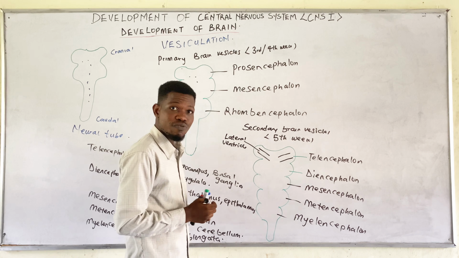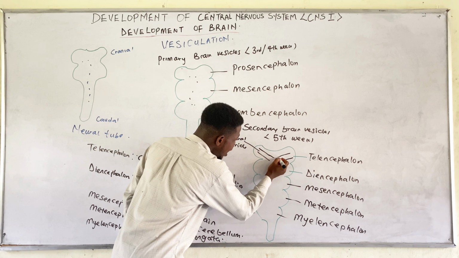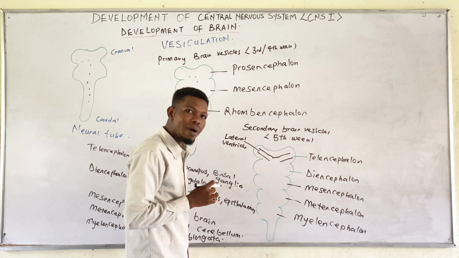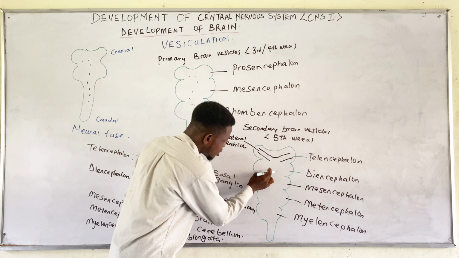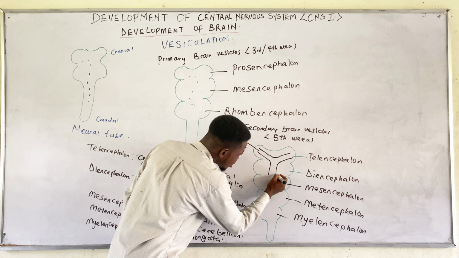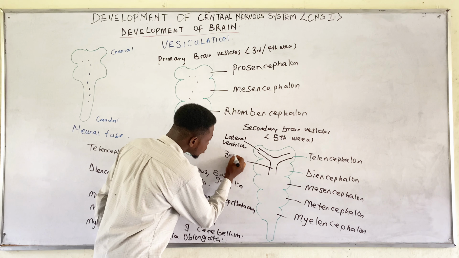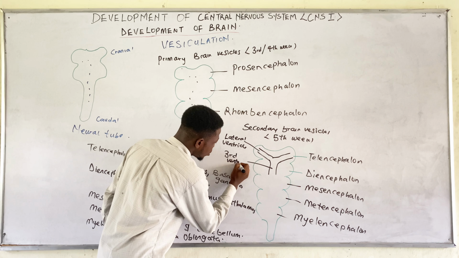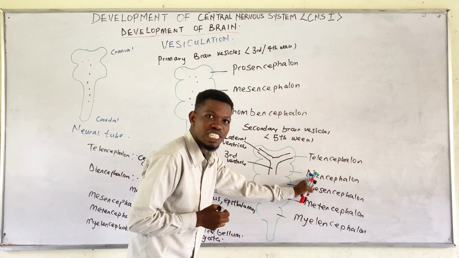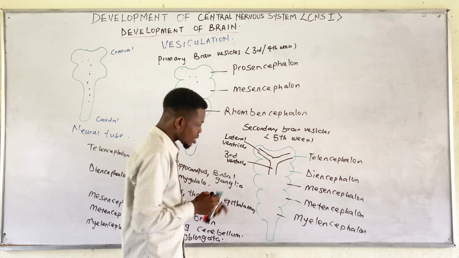They all come from the telencephalon. Then there's a particular ventricle that is formed by the cavity of the diencephalon. This is the diencephalon. It goes like this. That ventricle is what we call the third ventricle. So it is the cavity of the diencephalon that forms the third ventricle.